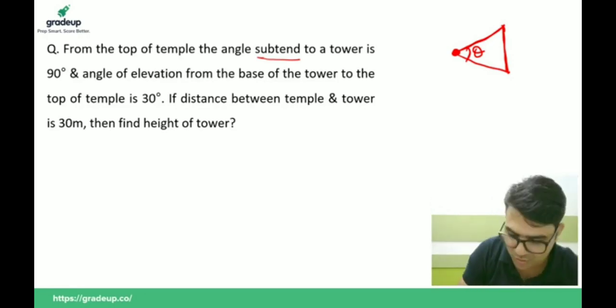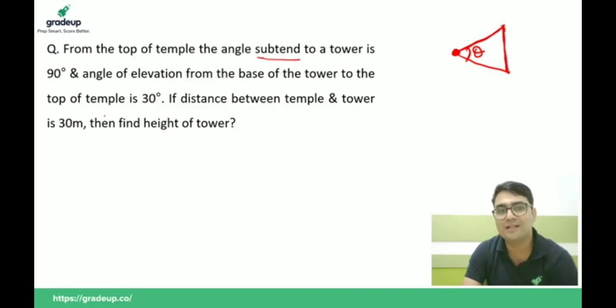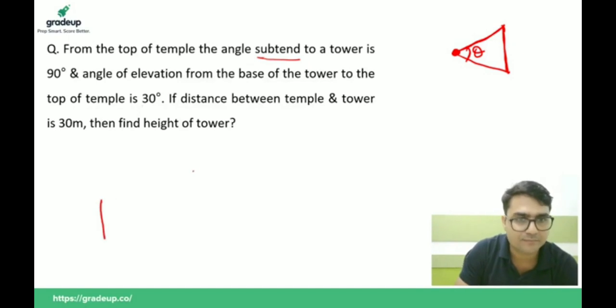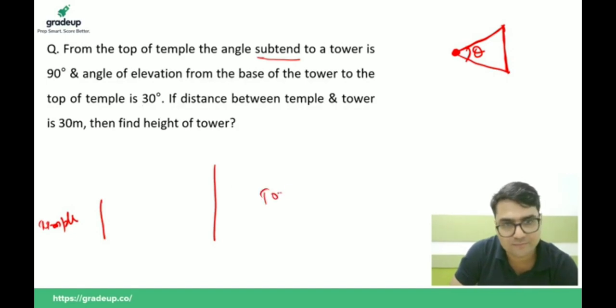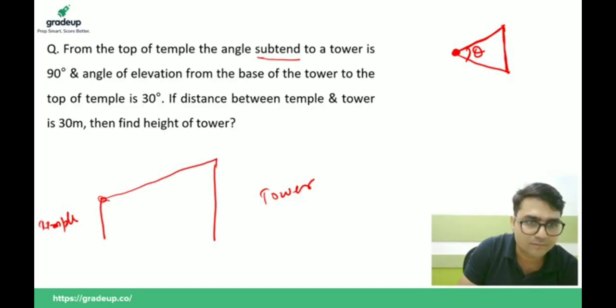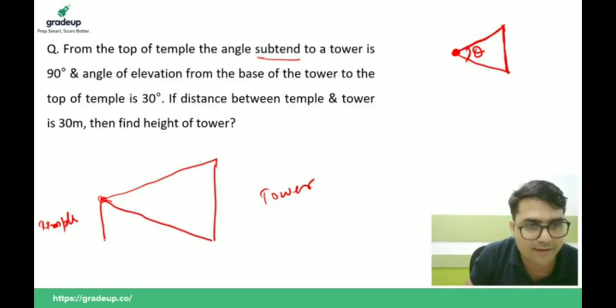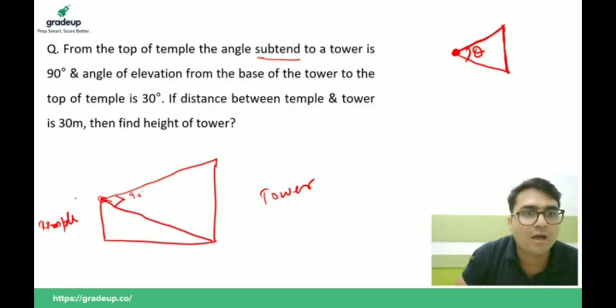So try to solve this question. In this question, from the top of the temple, the angle subtended to a tower is 90 degrees, and the angle of elevation from the base of the tower to the top of the temple is 30 degrees. Here we have a temple, and here we have a tower. From the top of the temple, the angle subtended is 90 degrees, and the angle of elevation from the base of the tower to the top of the temple is 30 degrees.